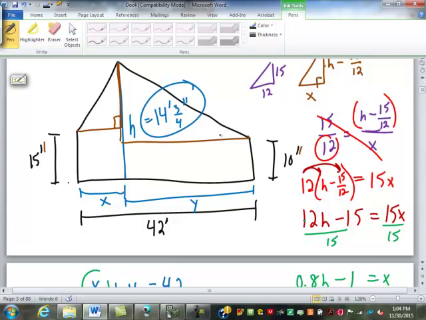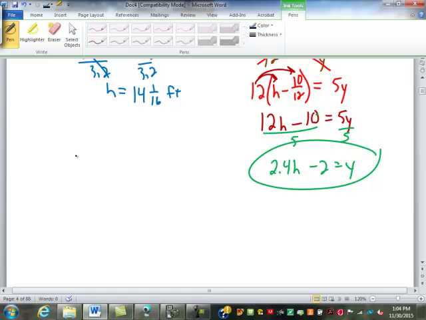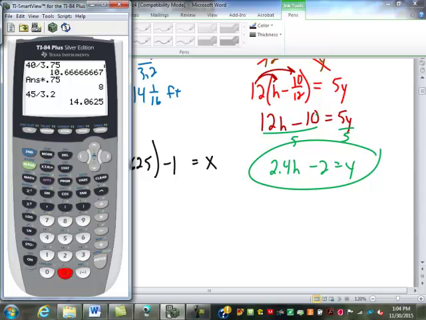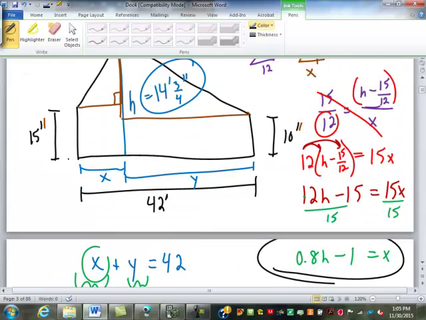Now we still need to find x and y. We know x is 0.8h minus 1. So 0.8 times 14.0625 minus 1, which is going to give us what? 10.25 equals x. So x is 10.25 feet, otherwise known as 10 foot 3 inches.